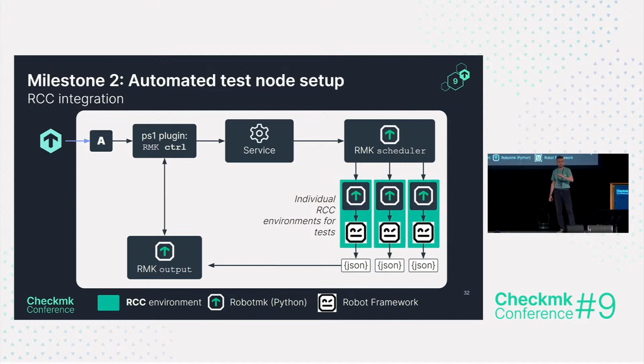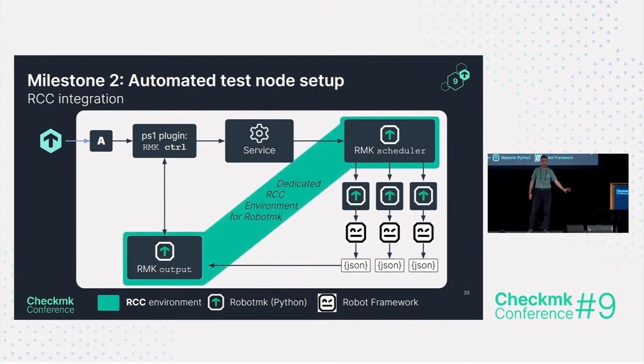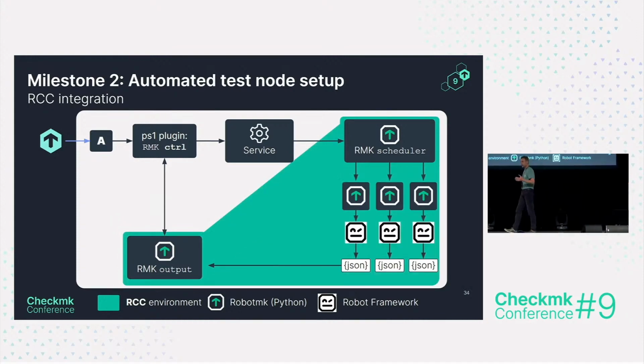But that's not all. Due to the fact that Robotmk is in version 2, not anymore a simple Python script, but a Python package which you can install, the controller can also create such an environment for Robotmk itself. And this environment can be used by both the scheduler mode and the output mode. So in summary, we can say that everything in white is what we have already anyway on the client, and everything in green is what the controller is able to kind of bootstrap with the help of RCC.